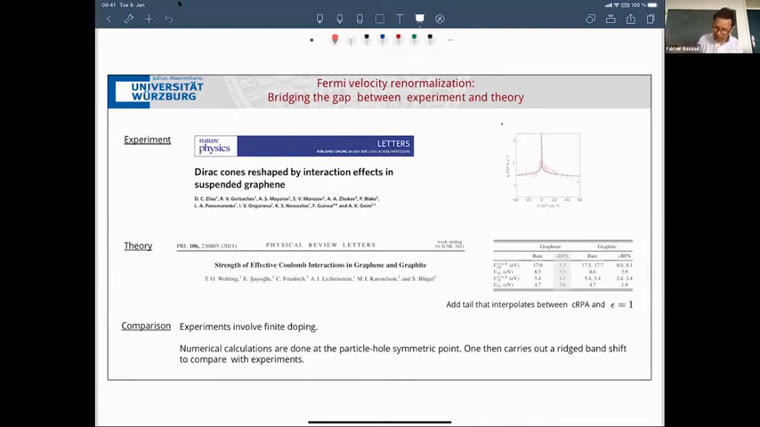So this is the model, these are the experiments, and there's still one problem: how do we compare? The experiments have finite doping, right? They dope, and then they measure the Fermi velocity at a finite doping. The numerical simulations are carried out at half filling. You get the dispersion relation, the single particle dispersion relation, from using a Maxent method, and then you can fit the dispersion relation and essentially do a rigid band shift to match the doping which corresponds to the experimental situation. So that's the way we do it.